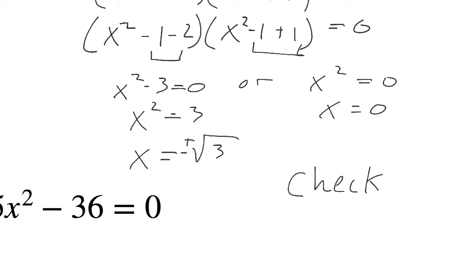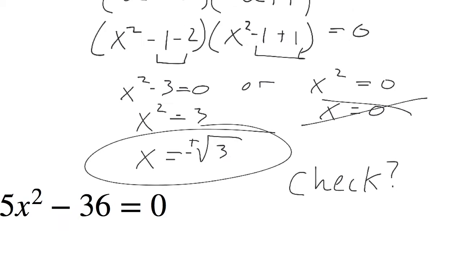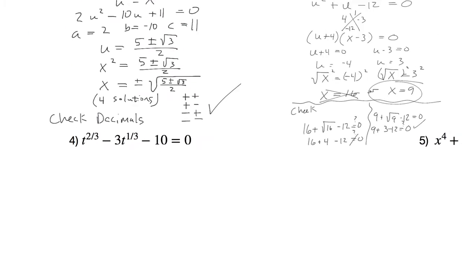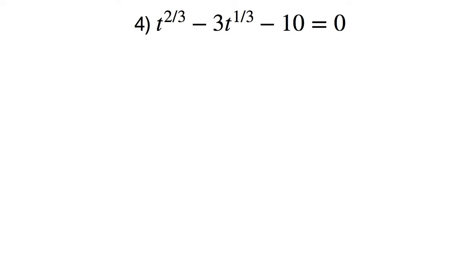Now if we check these solutions, we find that x equals 0 does not actually work. So there's 2 solutions here, plus or minus the square root of 3. Again, I didn't show you the check because I wanted to shorten the video, but when you do your assignment, you will have to check them.